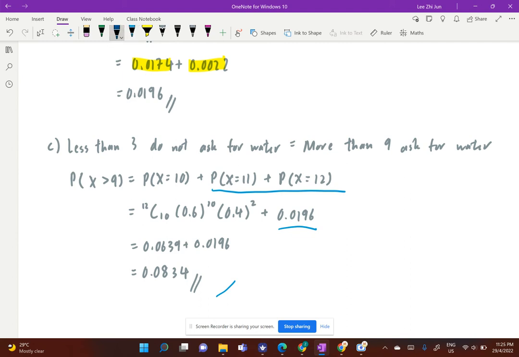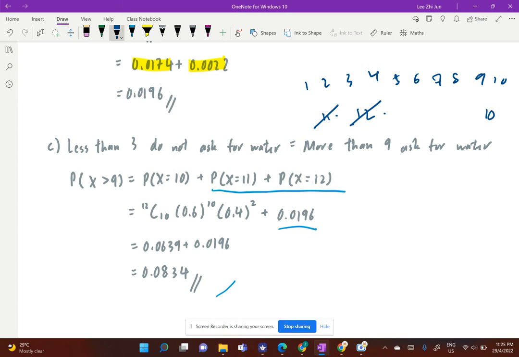So how do you know they're more than 9? 1, 2, 3, 4, 5, 6, 7, 8, 9, 10, 11, 12. Less than 3 do not ask for water. This does not ask for water, this does not ask for water. So it will be more than 9. So at least 10 of them ask for water, because less than 3 can just be 0 or 1 or 2, right? So it will be more than 9, so at least 10 of them ask for water.